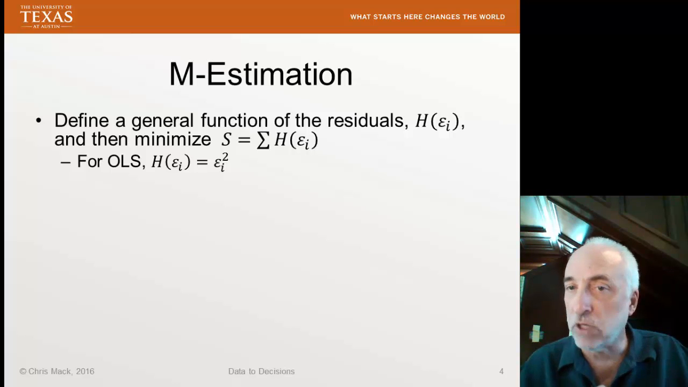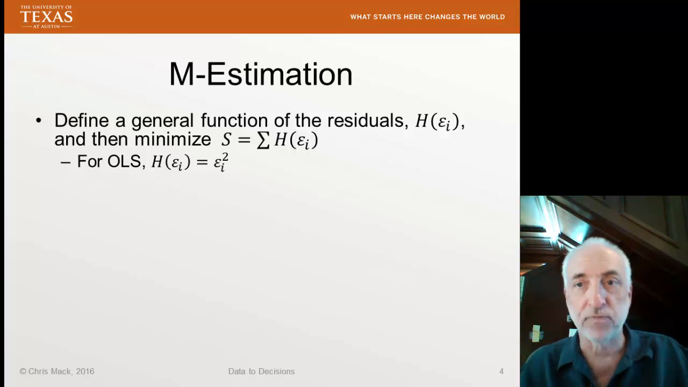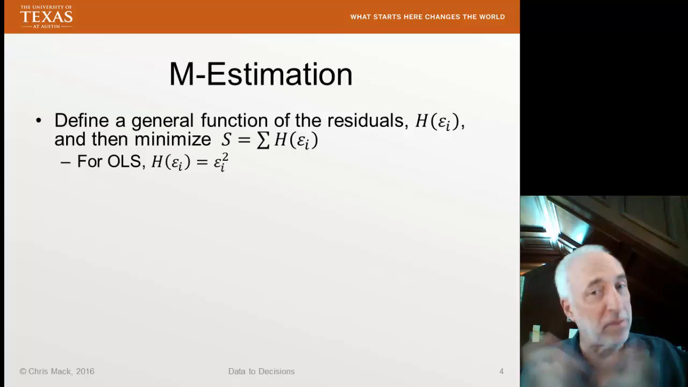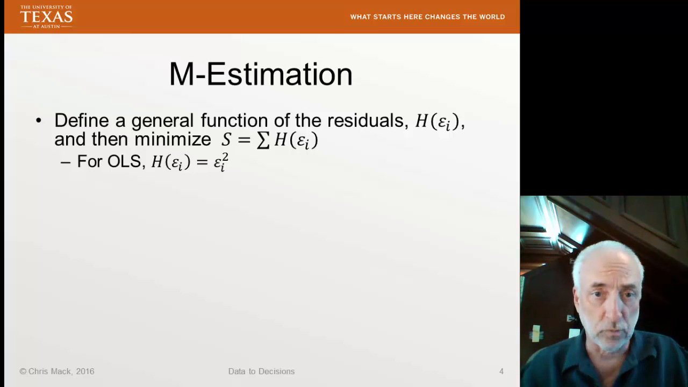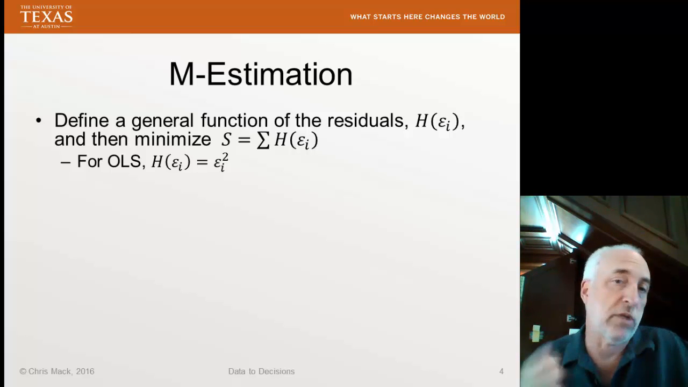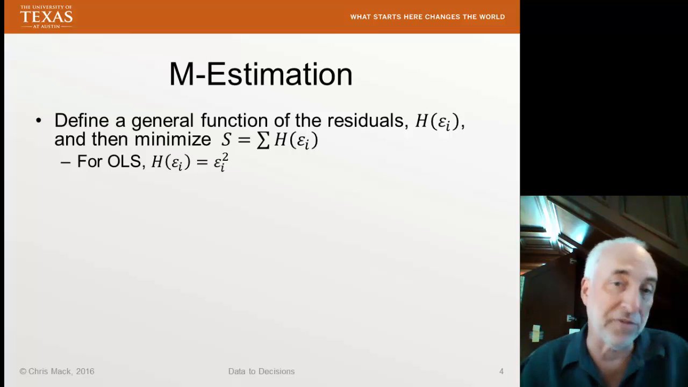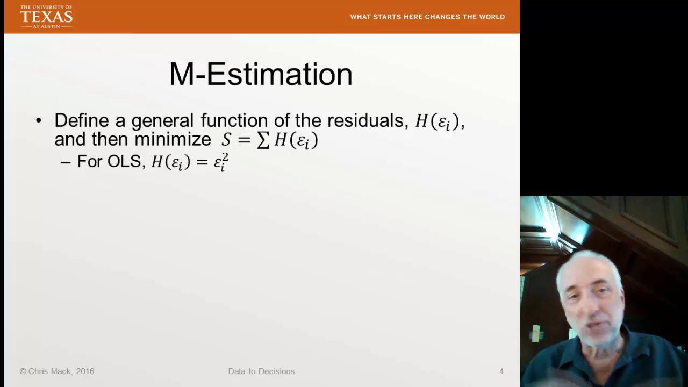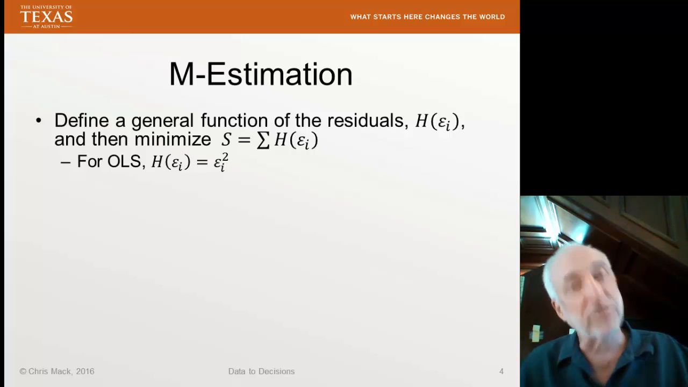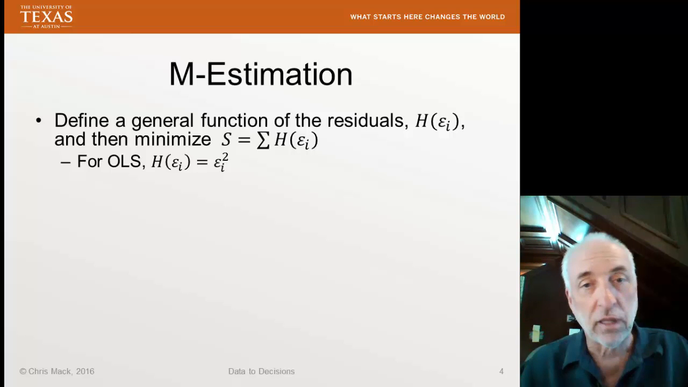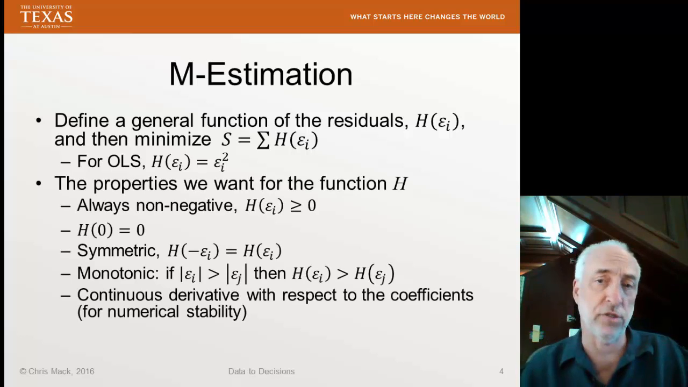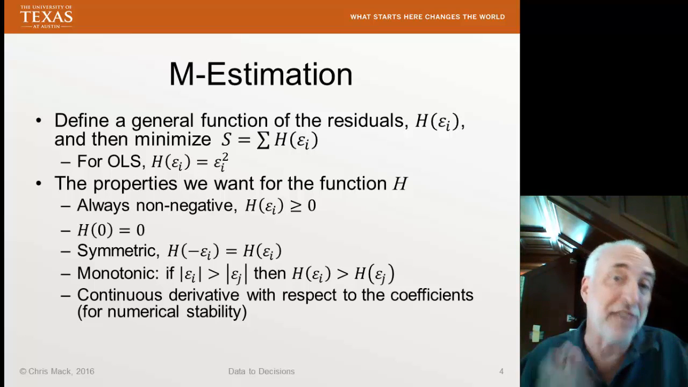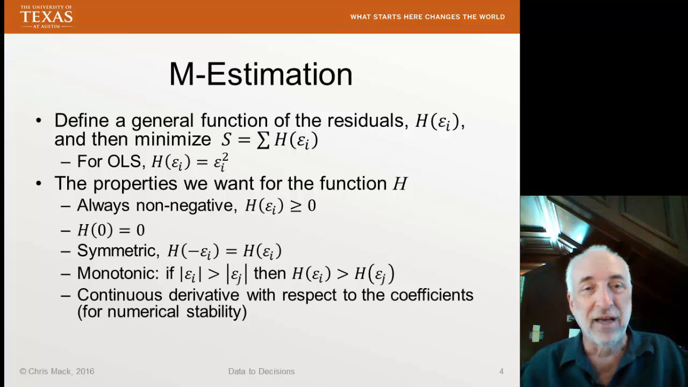Take some general function of the residuals, and then we try to minimize the sum of this function of residuals. For ordinary least squares regression, the function is simply squaring the residual, right? So there could be other functions besides a square that we can use. But we want certain properties for this function. Some of those properties, for example, the absolute value signs don't possess.